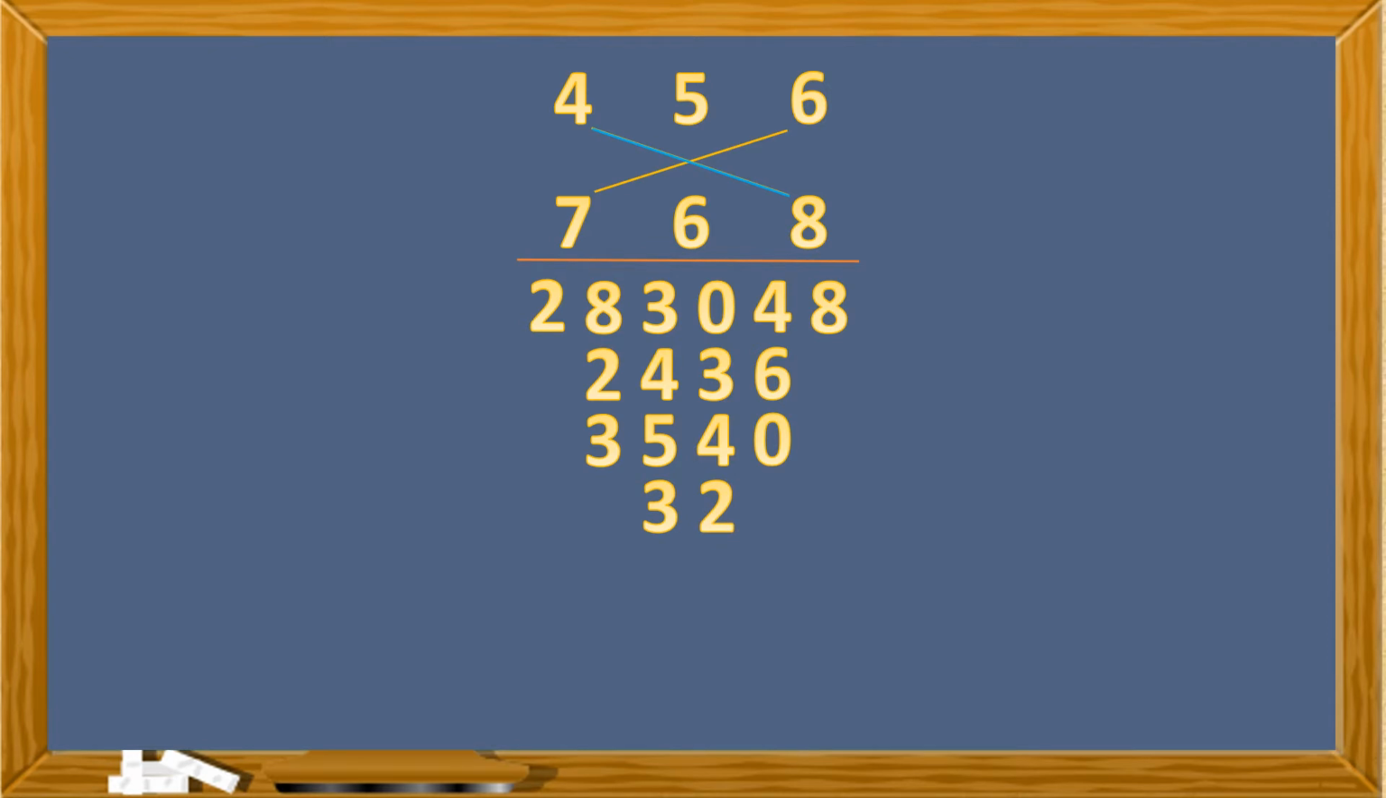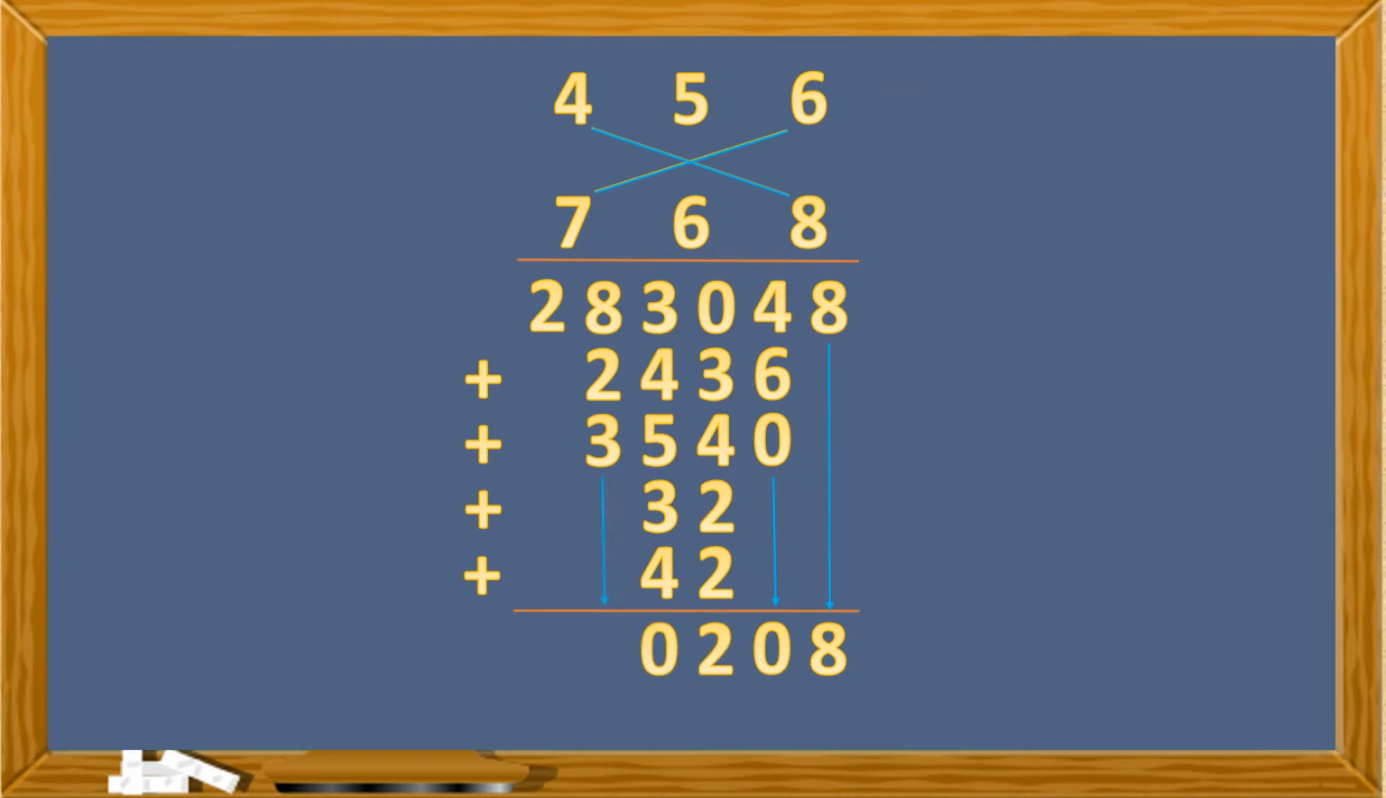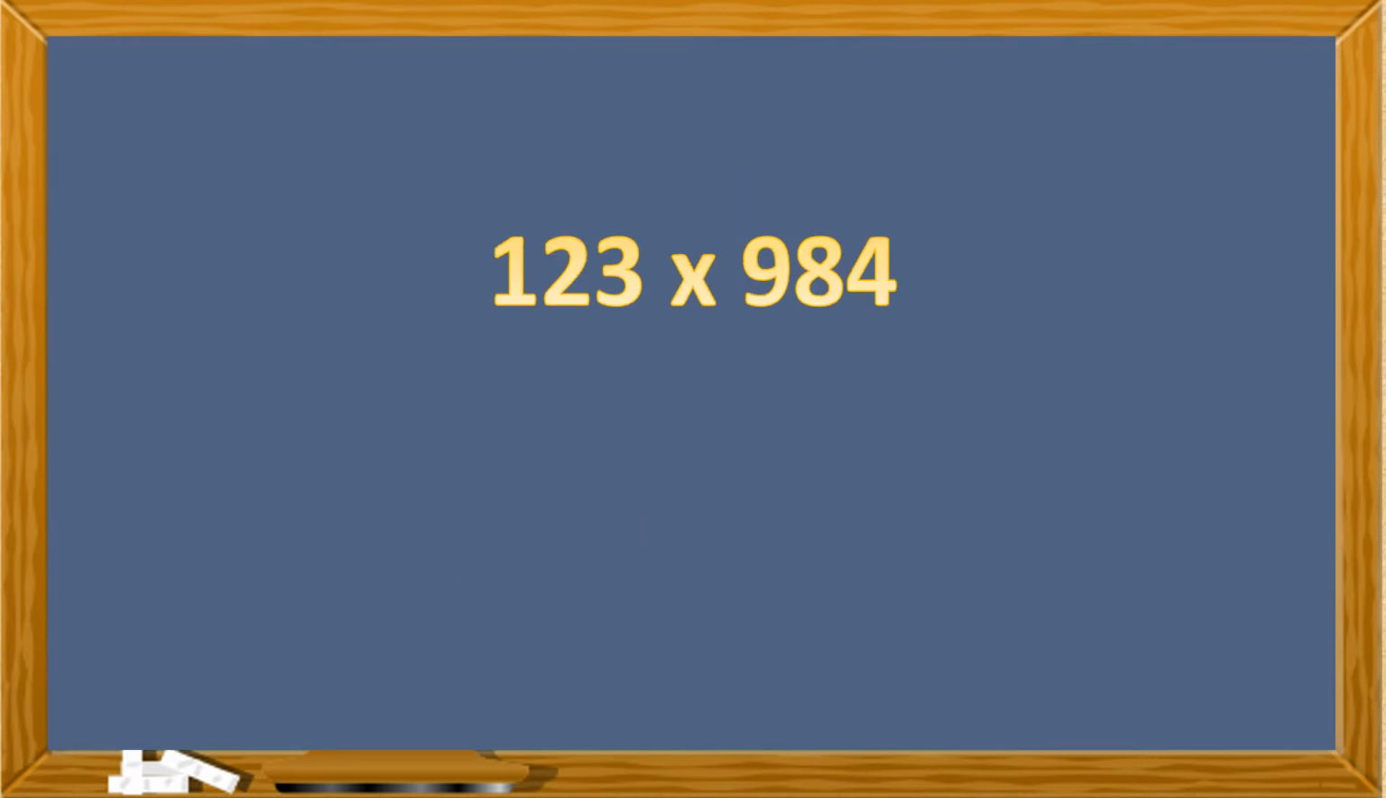4 times 8 will give us 32 and 7 times 6 will give us 42. These are all the numbers that are now to be added to get our required product. So the first will be 8 and the next will be 4 and 6, which becomes 10. So we'll have a 0 and a carry of 1, and similar process with all the 6 columns will give us our required answer of 350208, which is the product of 456 and 768.